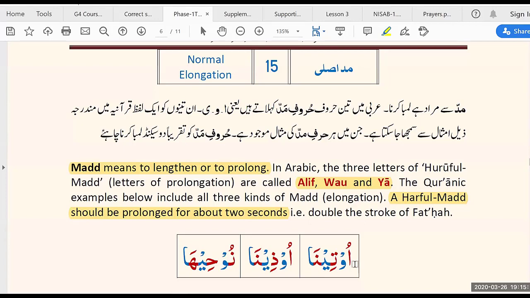Now I'm going to go through these 3 words and I would like to request all the students to please recite after me.